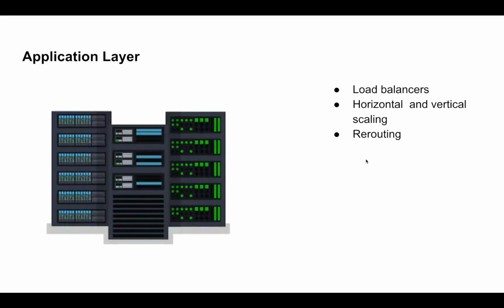Now coming into the application layer, this is the layer that the API requests directly interact with. And the topics that are covered in this layer are load balancing, horizontal and vertical scaling, and rerouting.